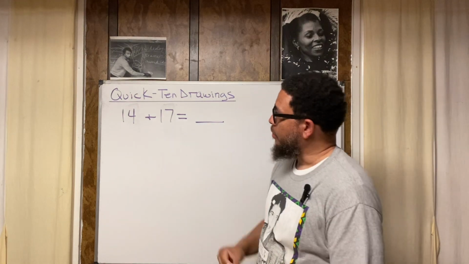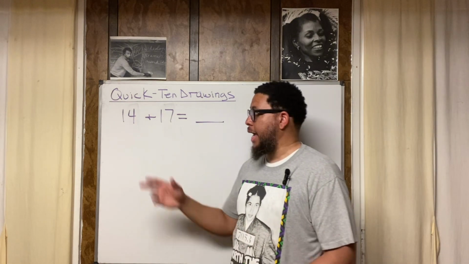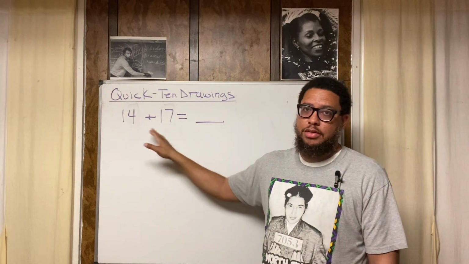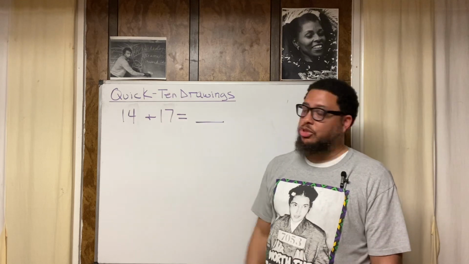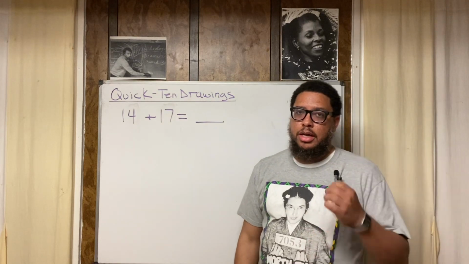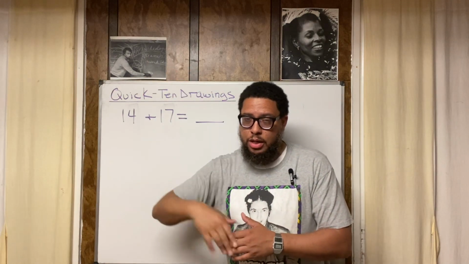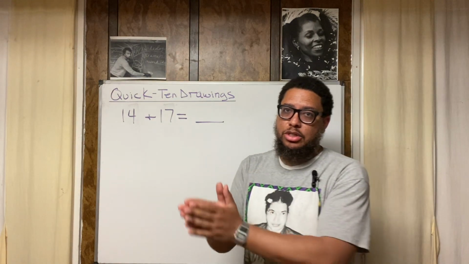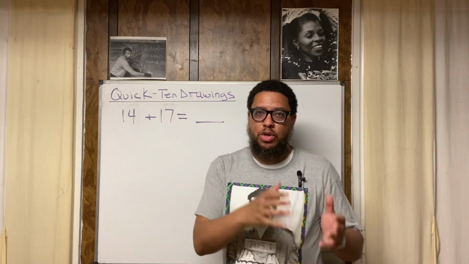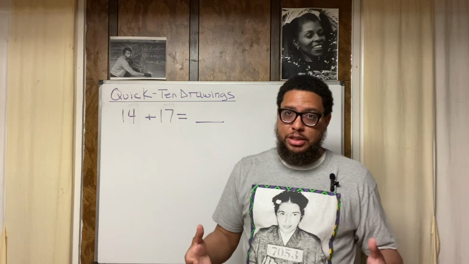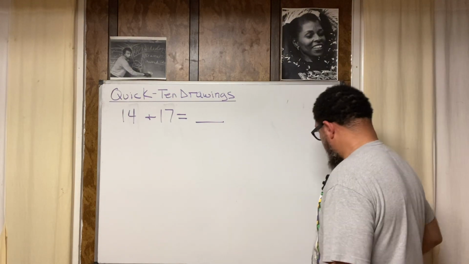All right. Now, quick 10 drawings. This is what we're doing today. We're using quick 10 drawings to add two-digit numbers, 14 and 17 in this particular case. 14 plus 17 equals what? How does this help us? It's going to help your children because it prepares them for algebra, which they'll see later on, where they have to combine like terms and organize their parts of the expressions, so they can simplify, which is something that's very important for them to know how to do.